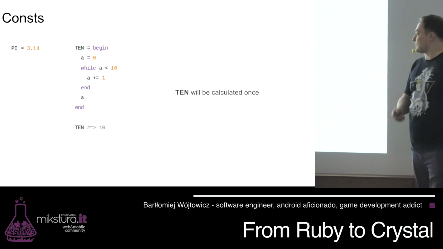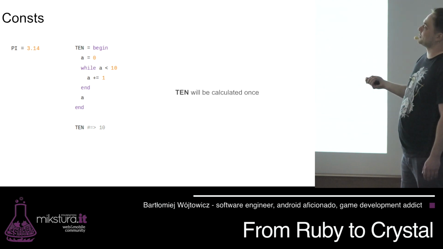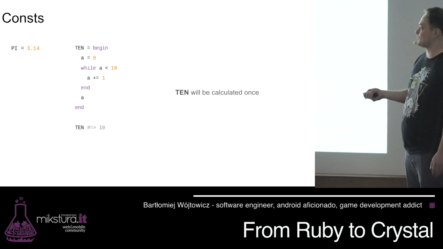Okay, so consts. Consts are very simple. You assign a const, but you can also create a block for the const. You can compute something here, and it will be cached into this const, and this will only execute once.